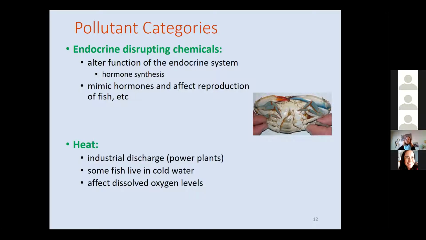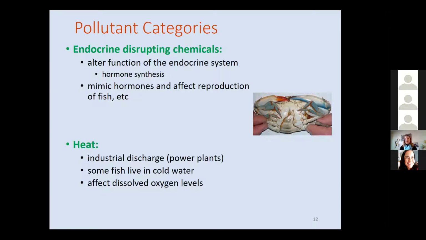And heat, it sounds interesting, heat as a pollutant. Yes, it could be considered a pollutant because some fish prefer to live in cold water, so it will render the waters uninhabitable for them. The heat will also impact the dissolved oxygen concentrations, which means that if we have any discharge of oxygen demanding material, the conditions will get worse. So we need to be mindful of the temperature of the water that ends up in our surface waters as well. So this is the brief overview of the pollutant categories.